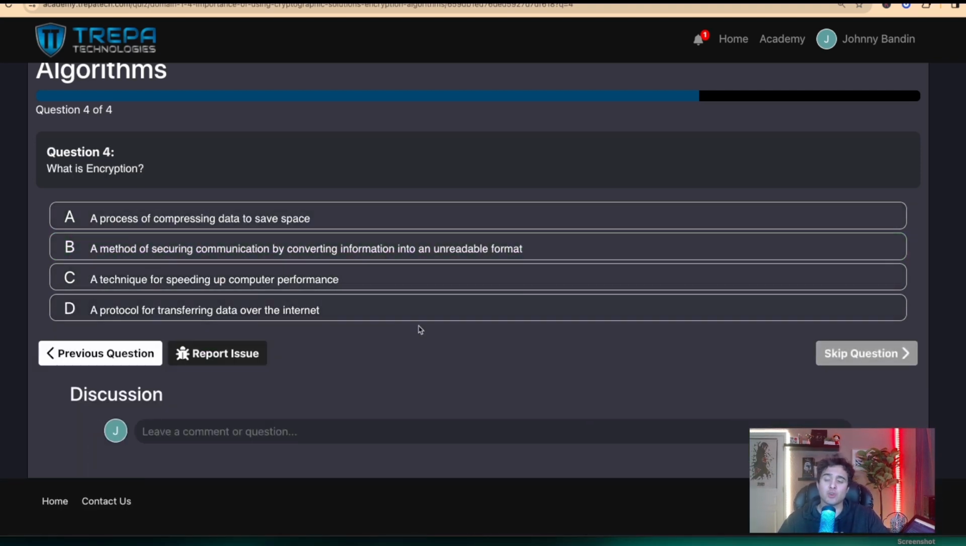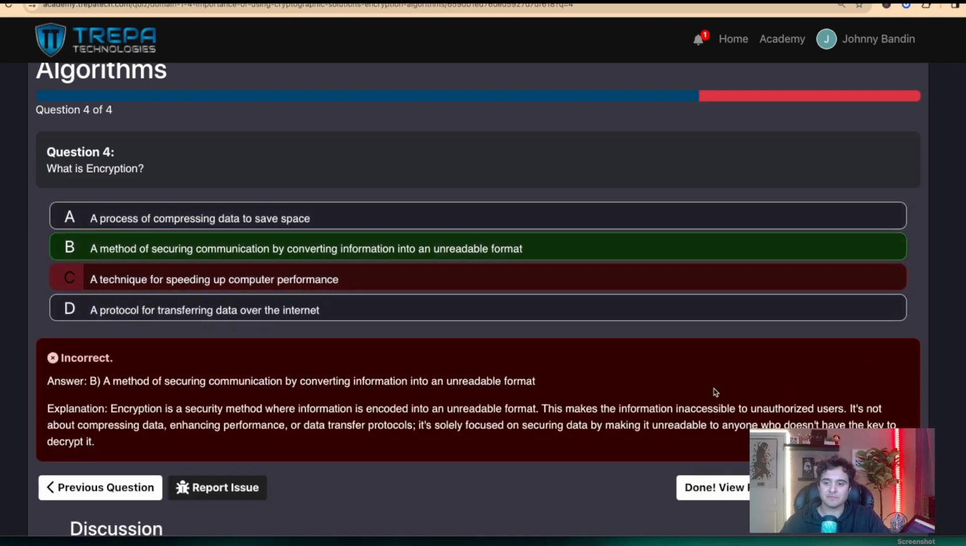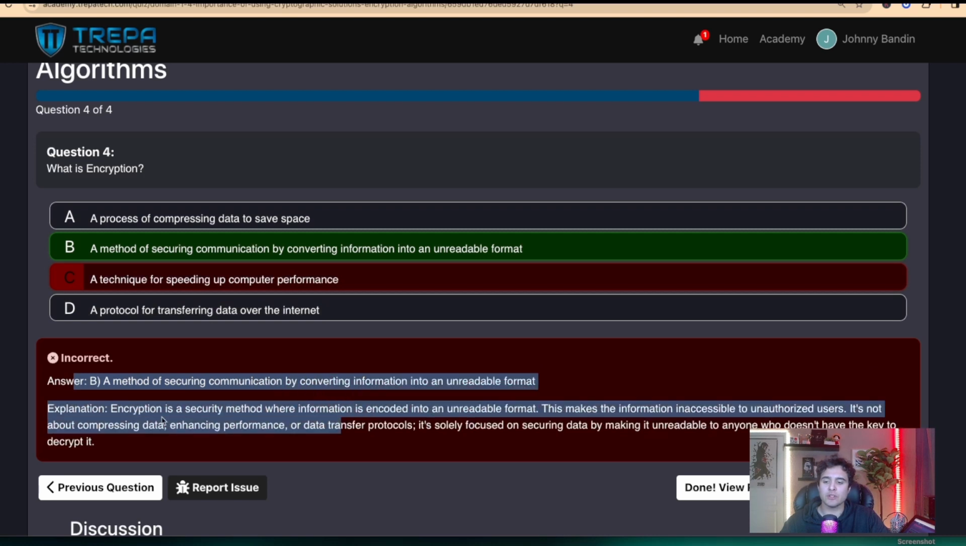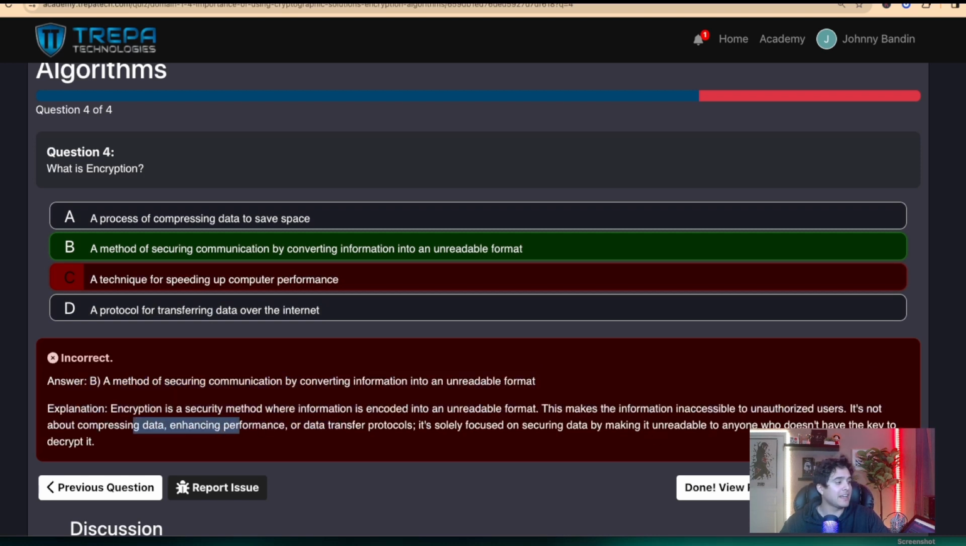Then last question, what is encryption? So here I'm going to answer incorrectly just to show you how our software works, giving you the correct answer in the explanation below. So I'm going to go with C, a technique for speeding up computer performance. And we know that's not true, right? We know it's B, secure communications, okay? So here, even though we get it wrong, it tells us what the correct answer is and also an explanation down below as well.